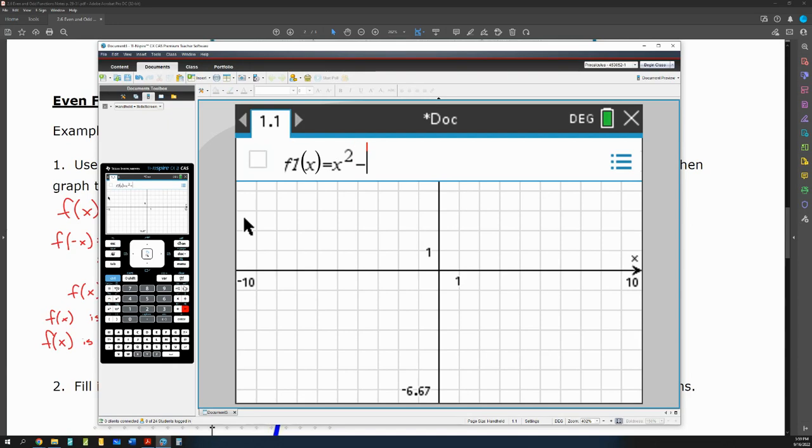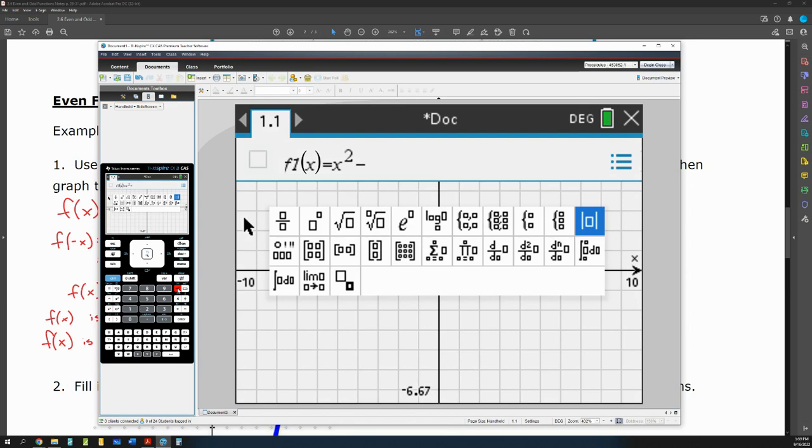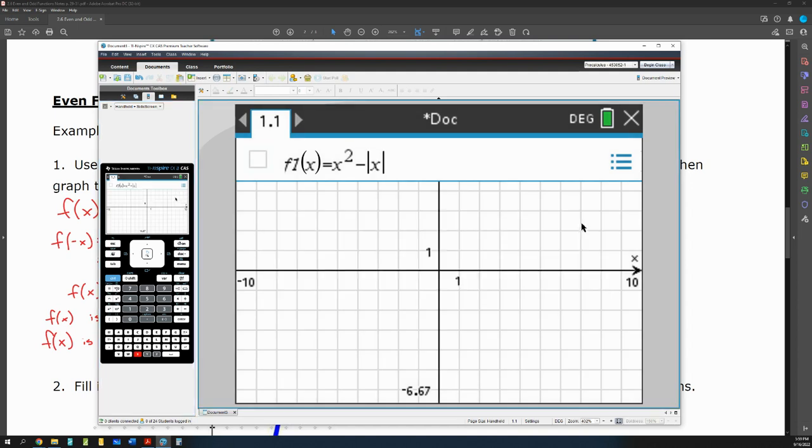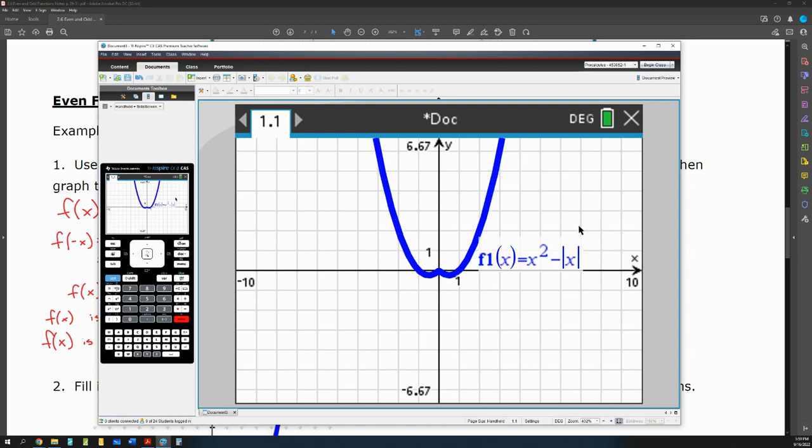To get the absolute value, I'm going to look at this book key on the right-hand side of my calculator. The button just to the left of that has all of our operators. So I'm going to use the absolute value. For me, it's all the way to the right on the top row. And we're going to do absolute value of x. Let's go ahead and enter that.